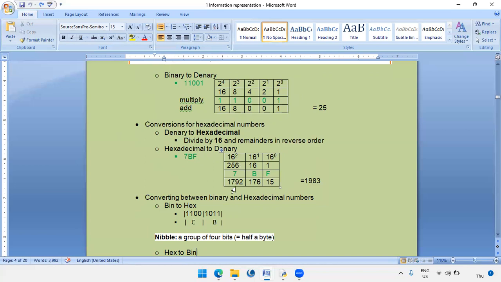7 into 256 is 1792. 16 into B is how much? B is 11, the denary value. So 11 into 16 is 176. You know that these are denary calculations. When you are converting, we are doing it in denary. So 1 times 256 is a denary calculation. So here also, you have to make this 11, the denary equivalent, and then multiply. Here it's 15. F is 15. So 15 into 1 is 15. And when you add up, you get this number.